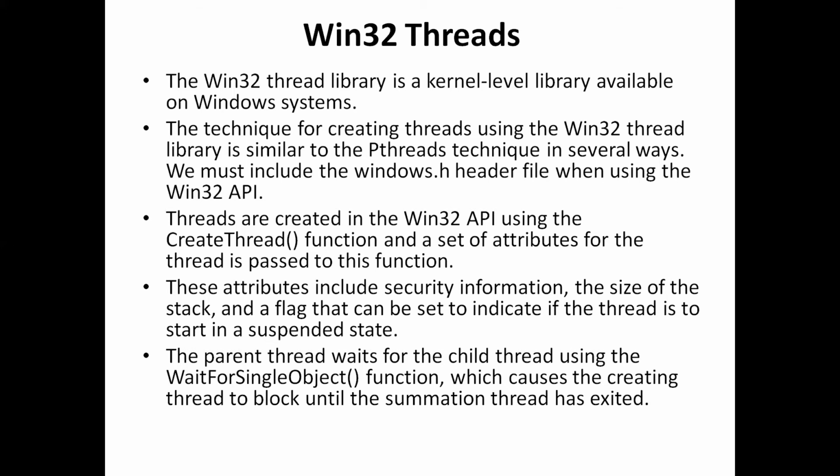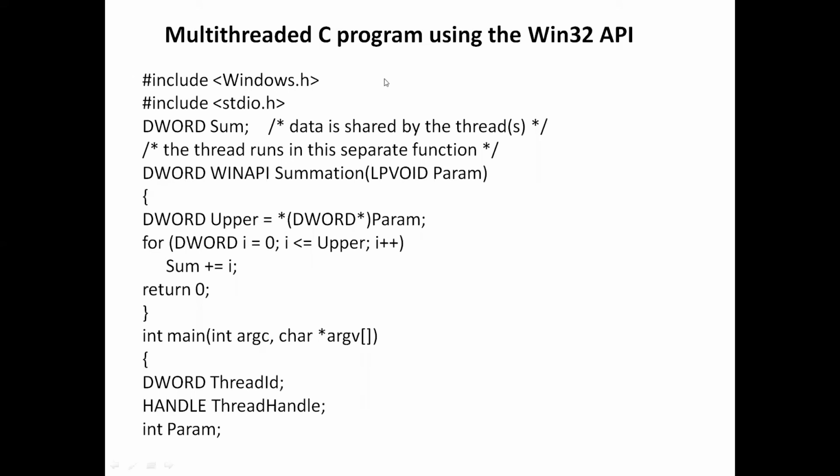We'll see the code here. This is the code for a multi-threaded C program using Win32 API. Here we have the same header files, but we will be using the windows.h header file, and stdio.h for standard input output. Here we declare DWORD sum, where DWORD is nothing but data word. Data shared by the threads is declared globally.